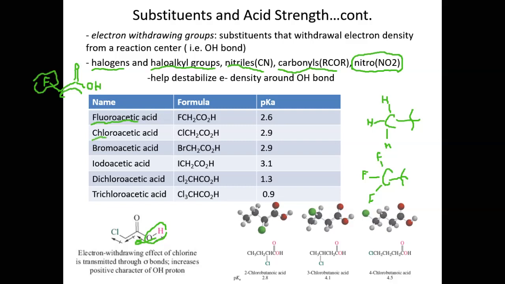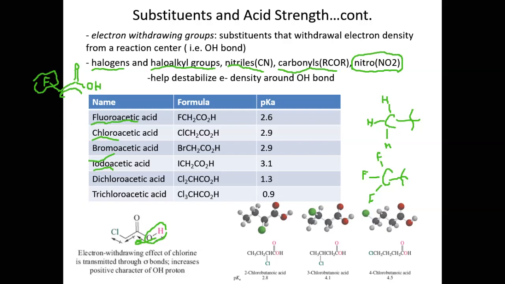Now, chlorine is less electronegative than fluorine, so it has less ability to withdraw electron density. It gives a pKa of about 2.9. The same goes for bromine and, of course, iodine. Now, if you add more than one group to the acid, so instead of adding 1 halogen you add 2 halogens or 3 halogens, that has a significant impact on the electron withdrawing ability.